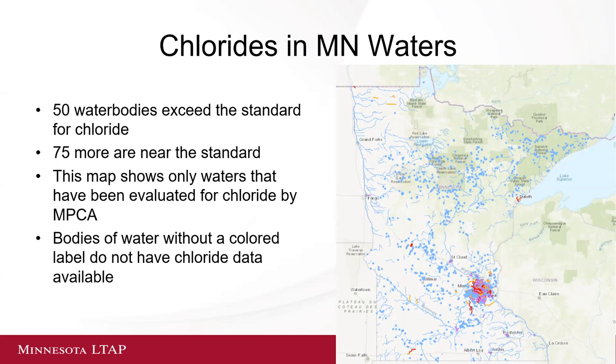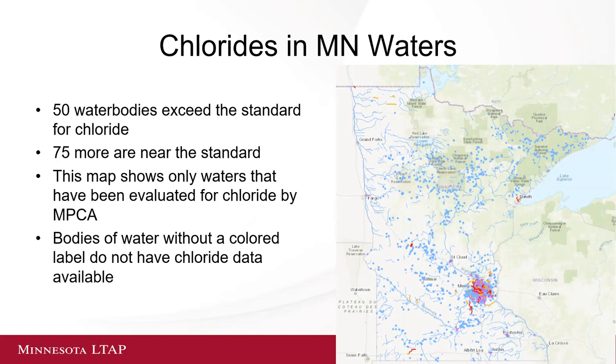So this map shows where you can see where the colored bodies of water are. There's a few in outstate. Most of them are occurring in the Twin Cities metro area. And that makes sense, I mean, if you think about it, it's because we have the highest population concentration in the metro area.